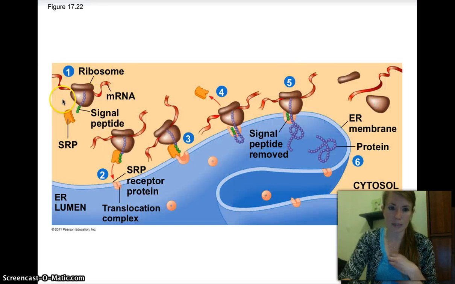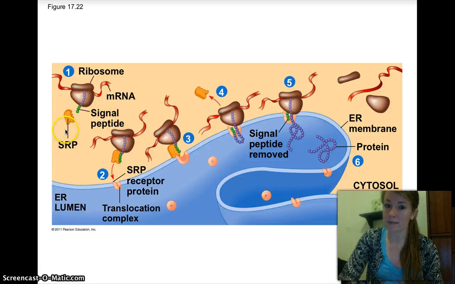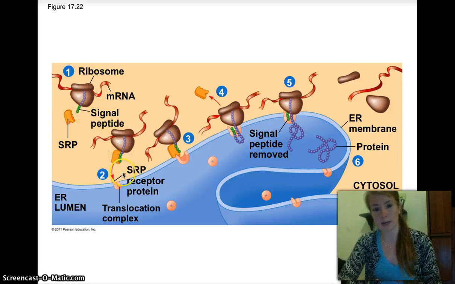And basically what happens is, so this guy is being built in the cytosol, and here's our signal peptide. Signal peptide says, take me to the ER. So it binds to a protein called the signal recognition protein, right here, SRP. So this is the signal peptide. The signal recognition protein recognizes that. And then it says, okay, let's go to the ER, and it takes it to the ER.